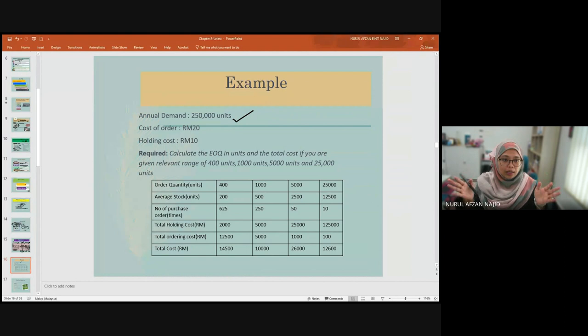Daripada soalan tu, soalan 1A, dia minta you calculate the annual demand. Then baru you need to prepare the tabulation method. So, meaning that kalau annual demand you salah, the whole your answer in tabulation method will be wrong. Itu risiko dekat dalam ACC116.